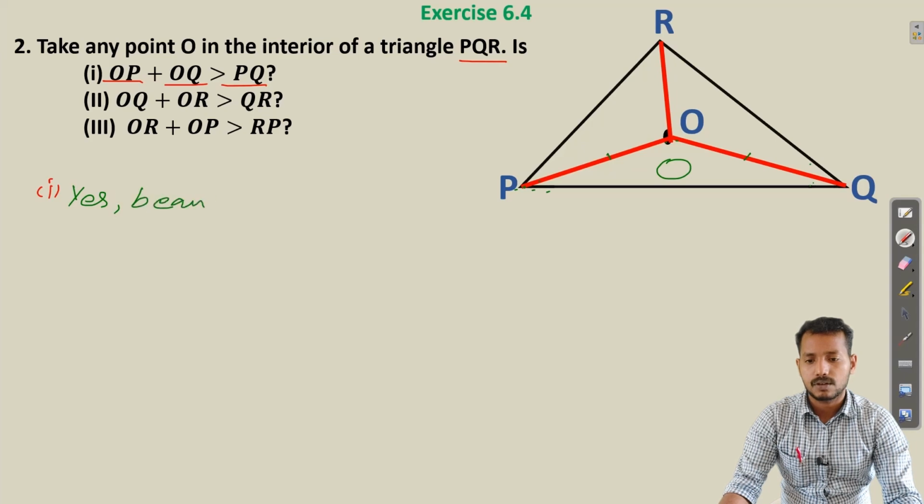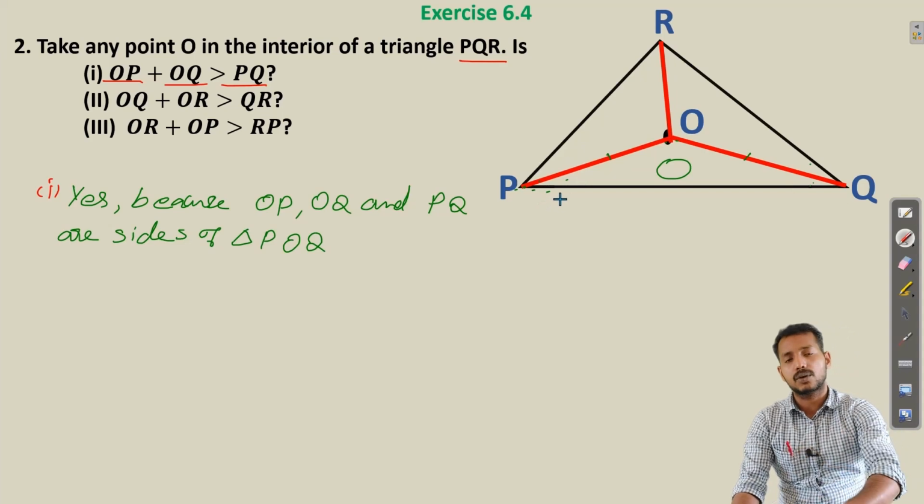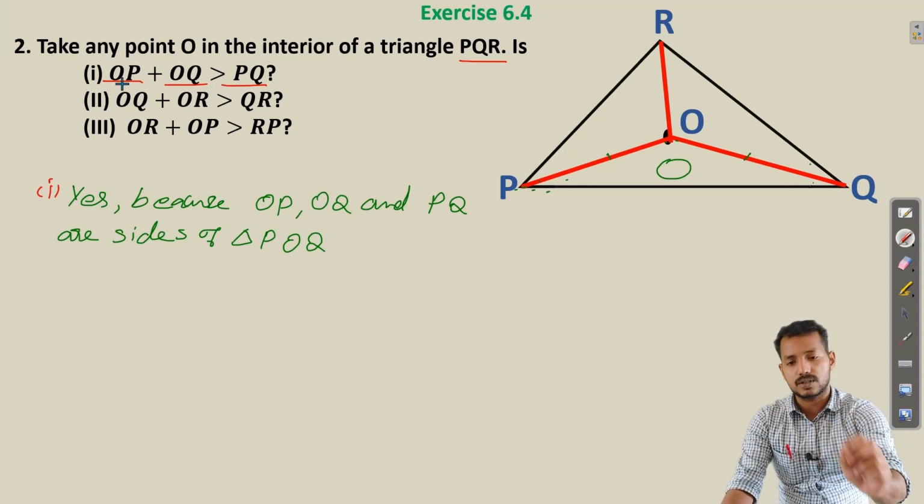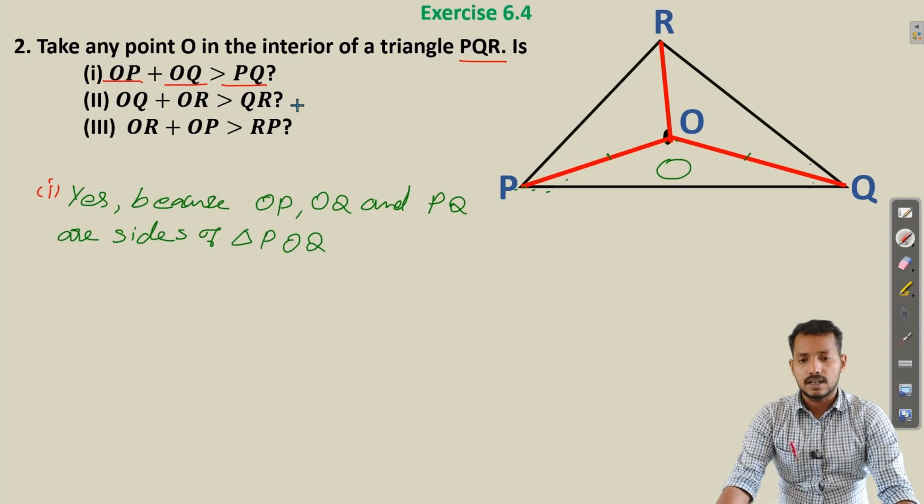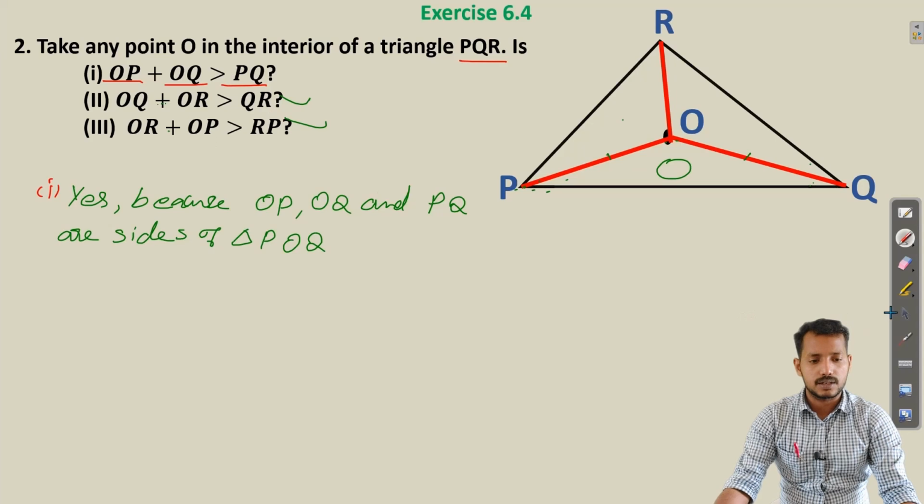Because OP, OQ and PQ are sides of triangle POQ. These are the sides of the triangle POQ. So it follows this inequality: sum of any two sides is greater than the third side. Similarly, you can check option number 2 and option number 3 for the other triangles. You will get the answer. Try that yourself. Now we are moving to the next question.